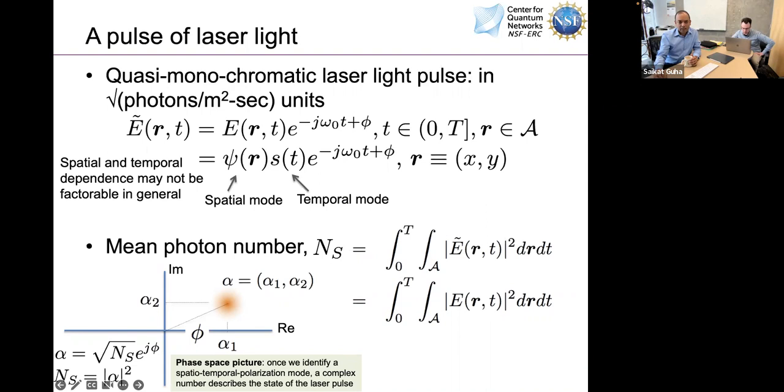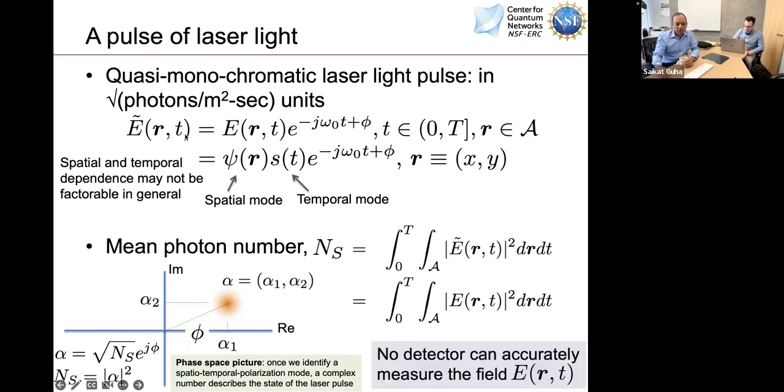I am writing here the electric field in photon units. What I mean by photon units is that if you integrate the magnitude squared of the field over an area in the x and y directions, and some time window 0 to T, the number you get is the mean energy, but in units of photons. If you write that field, you will have a spatial component and a time component. This shape of the field in space and time is called a mode. And then there's an oscillatory component.